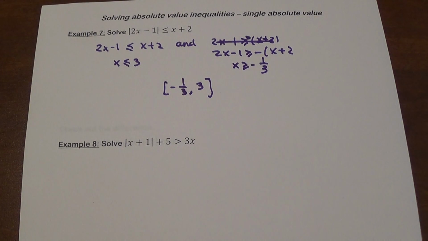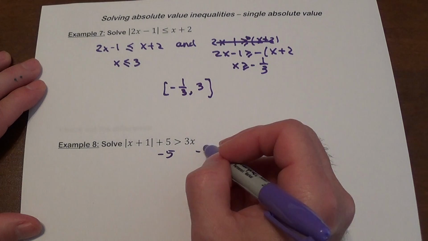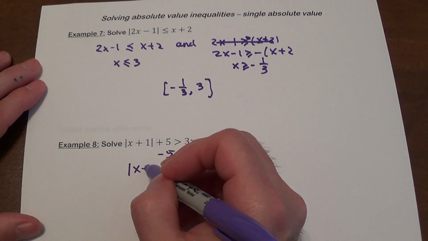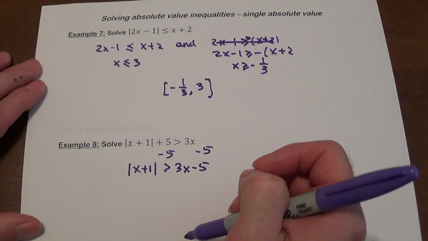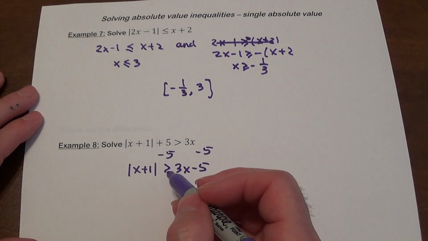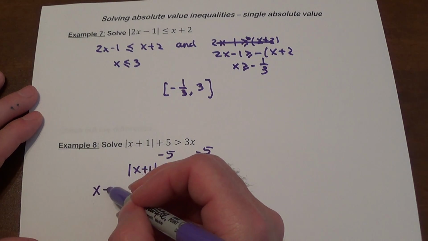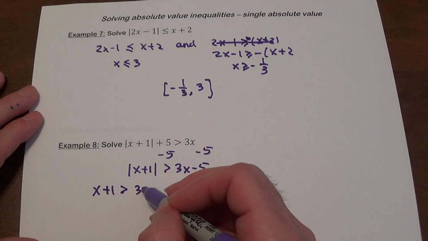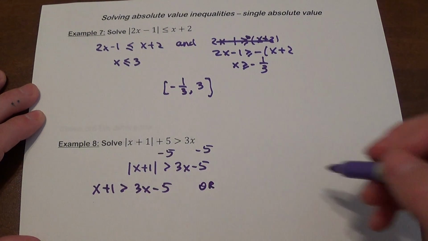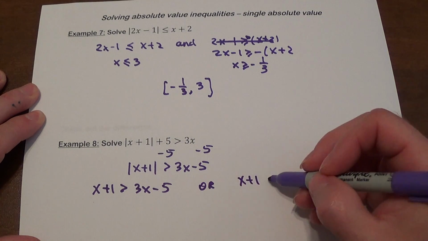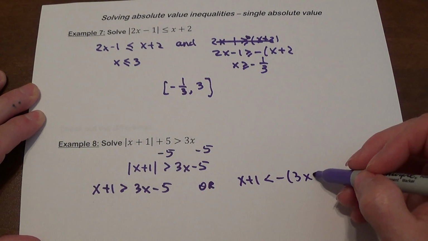Next one. We need to isolate the absolute value first. So take away 5. You're going to get the absolute value of x plus 1 is greater than 3x minus 5. So now we're ready to do it. The sign points away from the absolute value, so we're going to use or. So we're going to have x plus 1 greater than 3x minus 5, or we're going to have x plus 1 is less than negative quantity 3x minus 5.